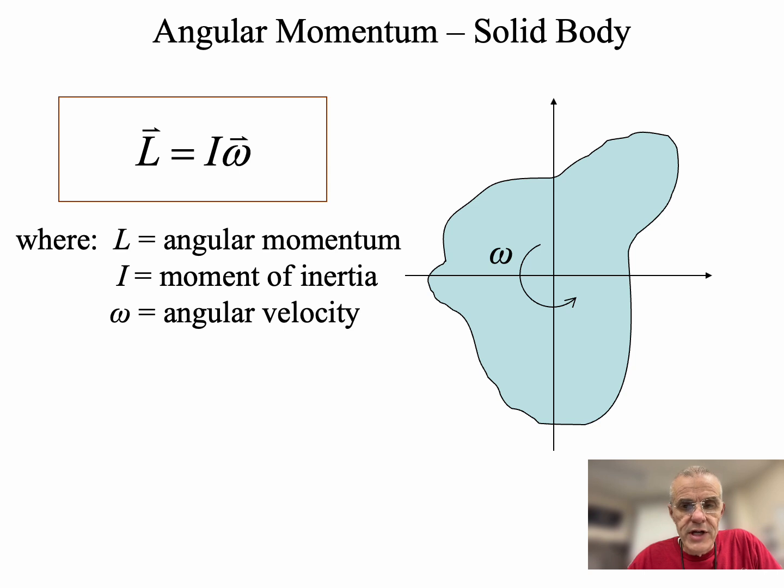This would be a vector in the same direction as omega. So if the object is spinning counterclockwise in this animation, then our angular momentum would likewise be counterclockwise. Or as a vector by the right-hand rule, it would be sticking out of the page if you wanted to use that formulation for the vector. Definitely has a direction, right? Rotation has a direction, angular velocity has a direction, angular momentum has a direction.